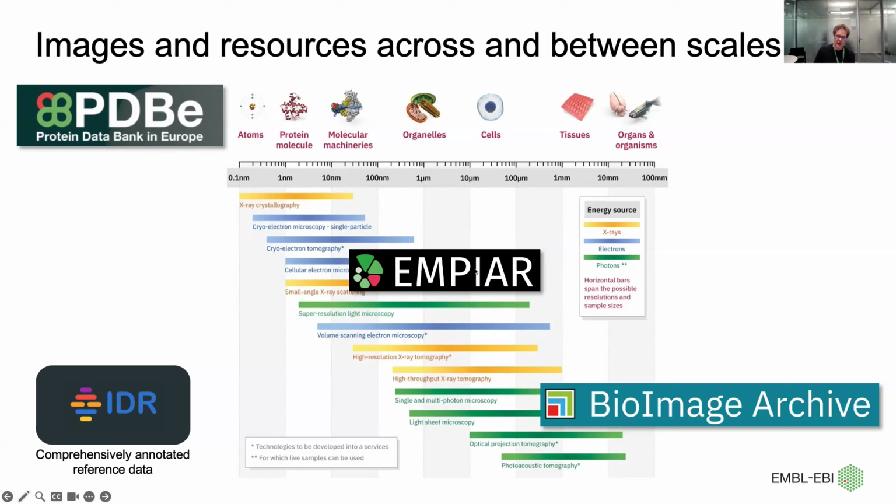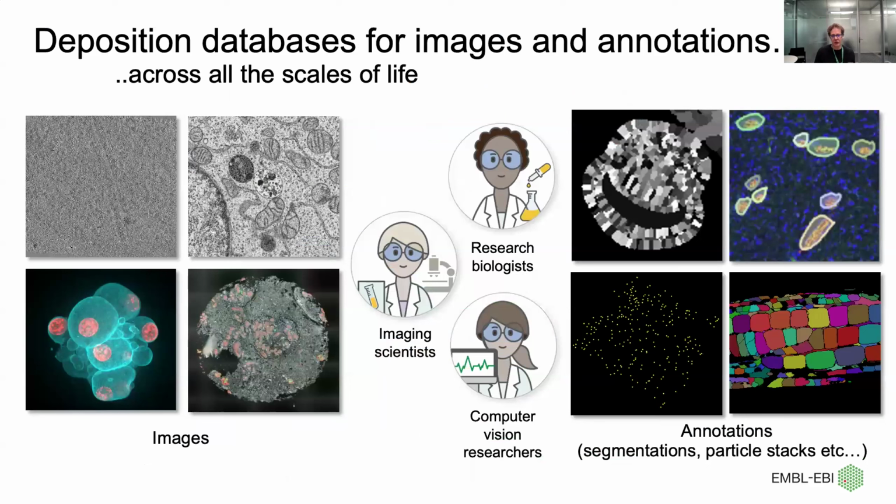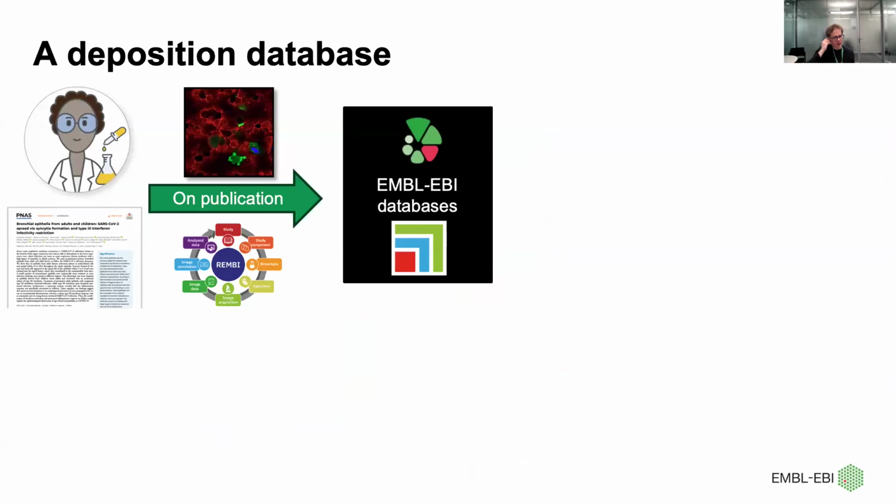But what these resources are there to do is provide routine deposition, as deposition databases, for all of these different types of imaging across all of the scales, from the near atomic, so there's a tomogram up here, it's a little bit hard to see probably at that resolution, through to tissue and up to organ and organism scale. And not only images, but also annotations, so labels and segmentations, because those are incredibly important when it comes to really understanding images. What's a deposition database?